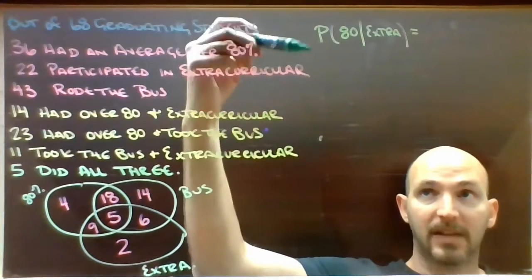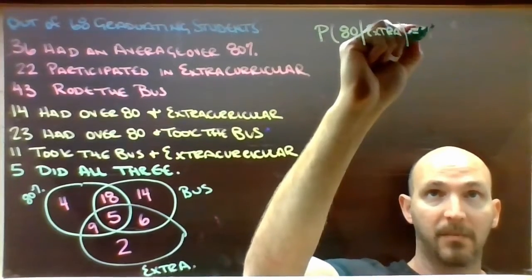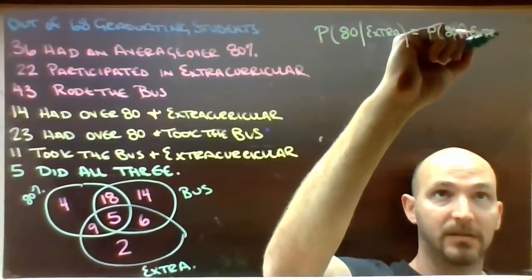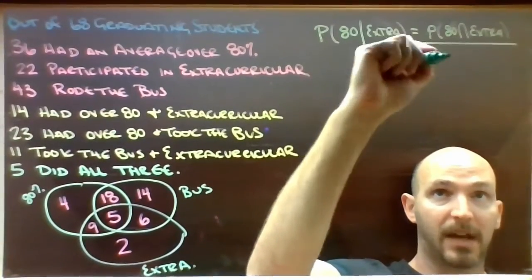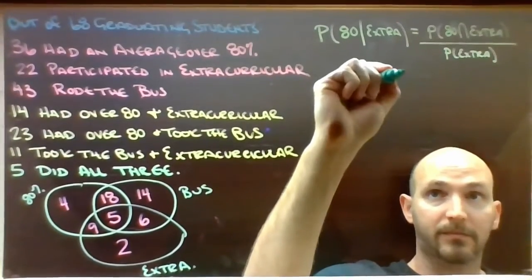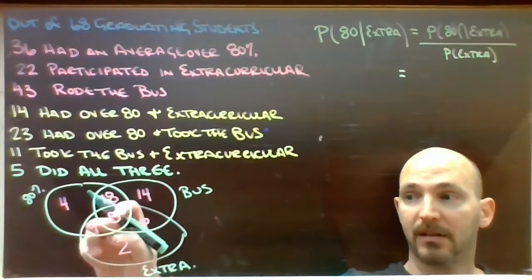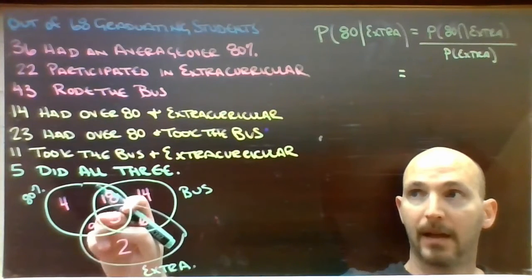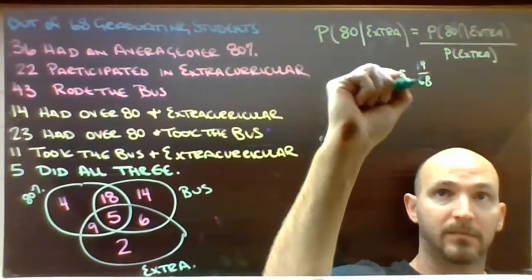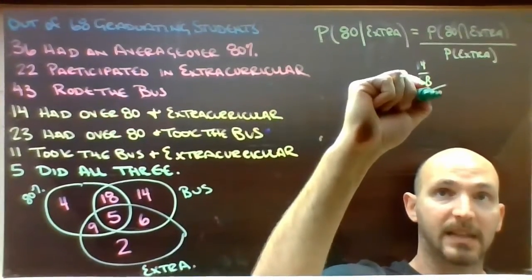So the probability of getting an 80 given that you did extracurricular activities needs the probability of getting an 80 and participating in extracurriculars, divided by the probability of being in extracurriculars. So being in 80 and extra is down here. That's 14 people out of 68. Probability of being in extracurriculars was 22 out of 68.